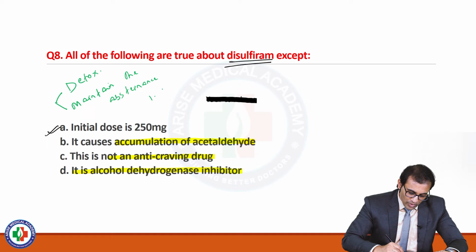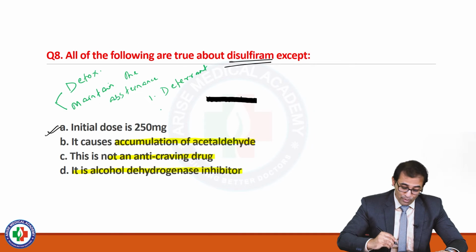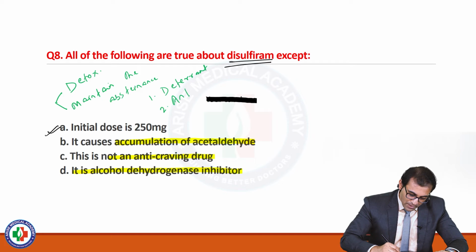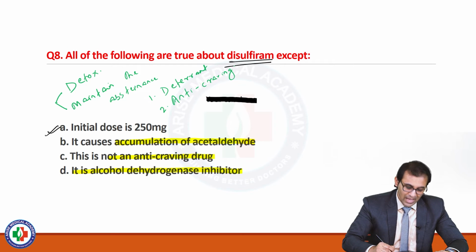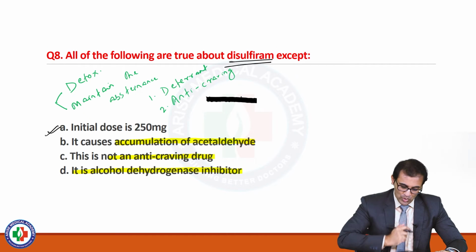You have to give one medicine which is a deterrent agent. But suppose the patient is a high-profile patient, at that time you have to use one more type of drug that is called anti-craving drugs, like acamprosate, baclofen, right? And naltrexone. Okay, fine.